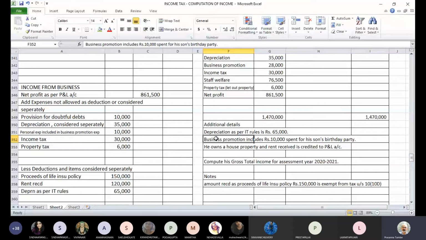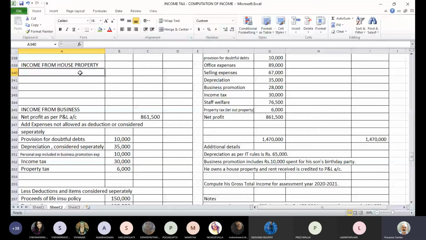Okay. Now what we have to do is close this sum, and before doing that we will also compute the income from house property. So in that, rent received 1,20,000. Now there is a property tax paid that will be allowed as deduction. Property tax is municipal tax. It was debited to P&L account and we have disallowed that. So 6,000 is allowed as a deduction when you compute the income from let out property.